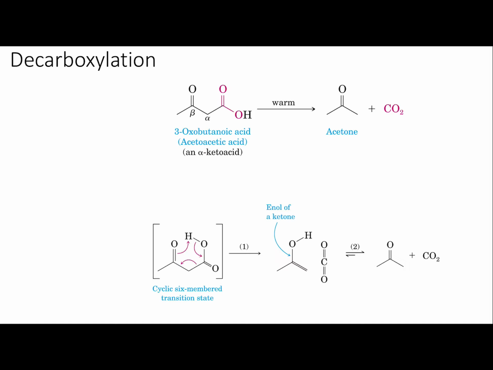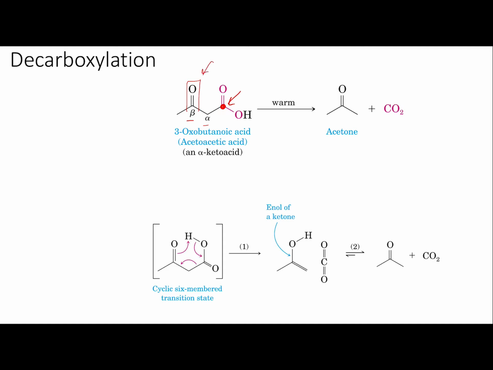So remember, here is our carbonyl carbon. The alpha carbon is next to it, and then the beta is one over from that. If the beta also has a carbonyl, we call this the decarboxylation of a beta keto acid, because this beta is essentially a ketone.